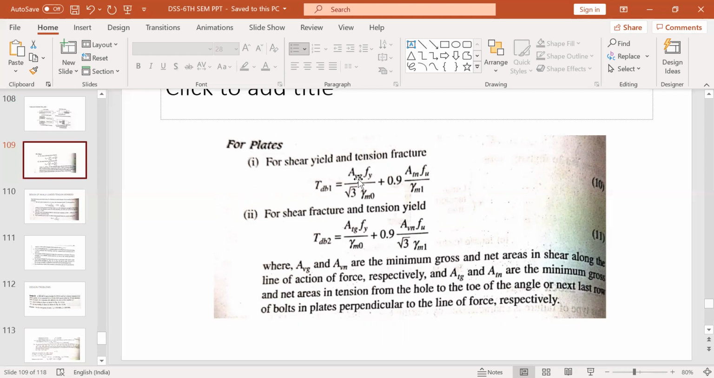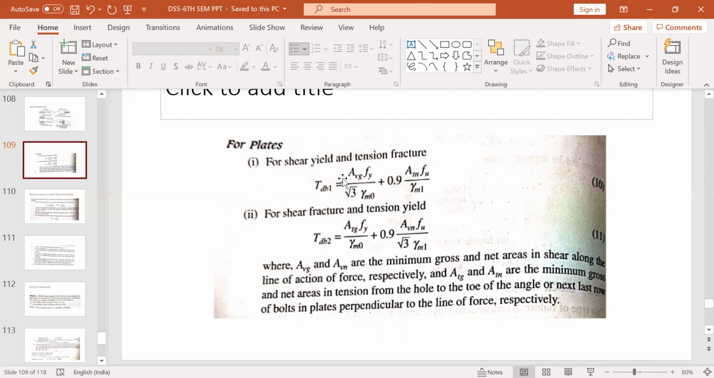See what happens here. Avg is the gross shear area of the shear plane. Atn is the net tensile area of the tensile plane. This you have to calculate. And in the second case, it is the gross area of the tensile plane and the net area of the shear plane, just the reverse of this. So these are the notations, the symbols. Gamma M0, gamma M1 are partial safety factors. This you already know: 1.1, 1.25. Having known these values, you can calculate the block shear failure.